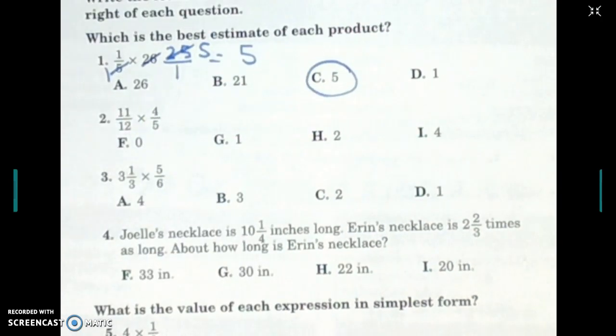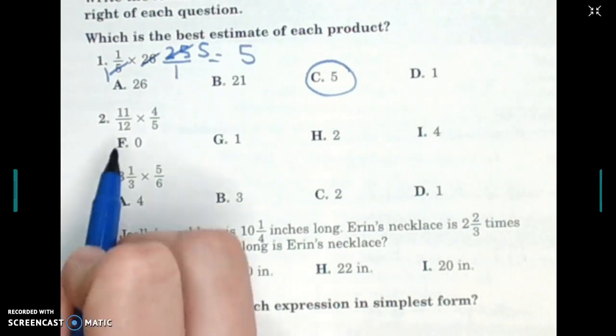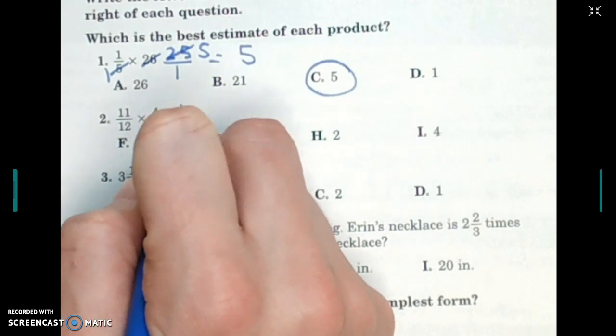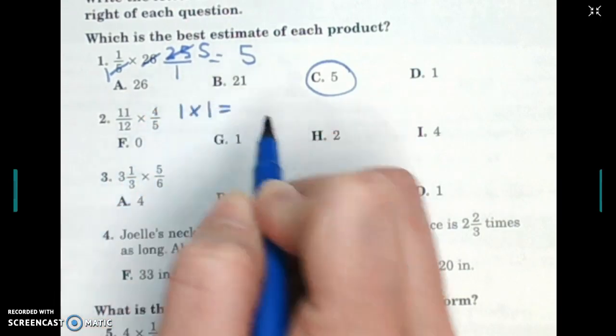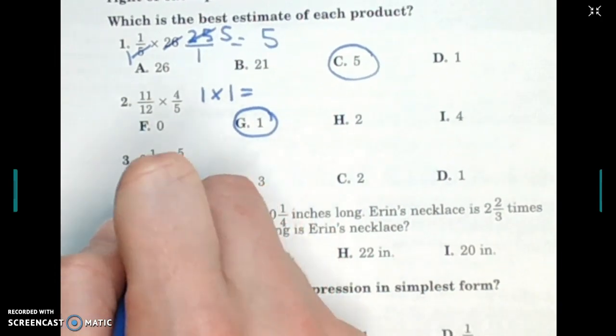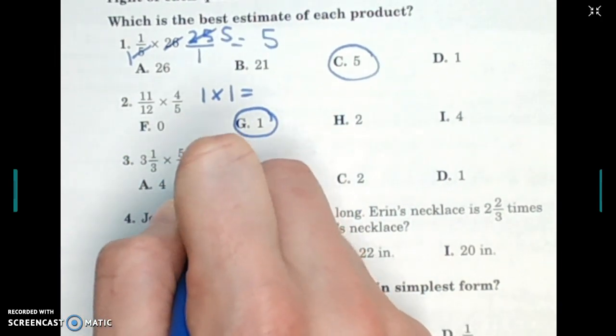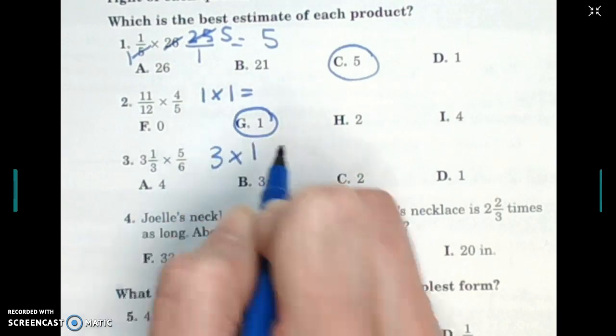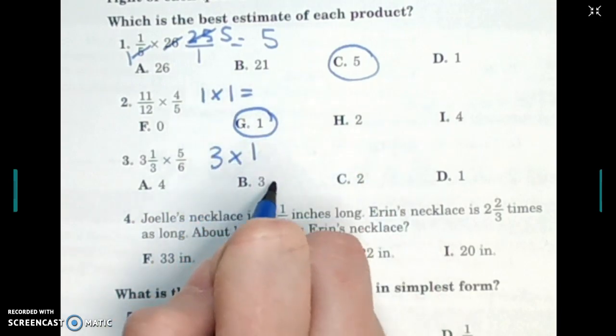When we have two fractions, we need to make sure that we round to the nearest 0, half, or 1. 11/12 is close to 1, and so is 4/5. So 1 times 1 is 1. When we have a mixed number, we round to the nearest whole number. So 3 1/3 is closest to 3. 5/6 is closest to 1. So 3 times 1 is 3.